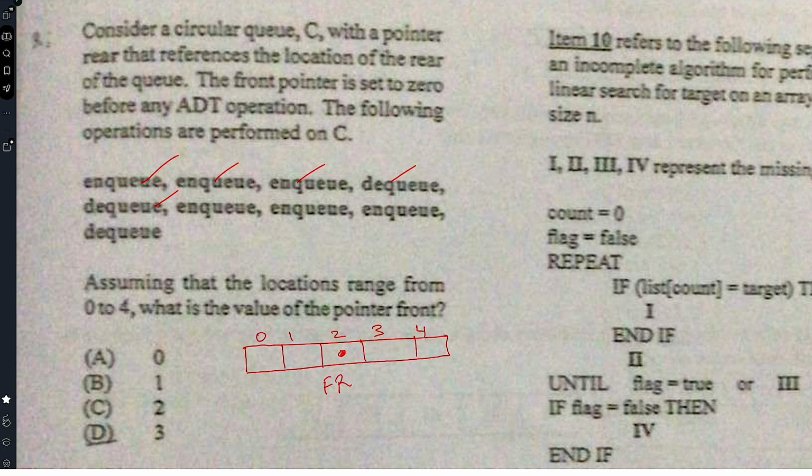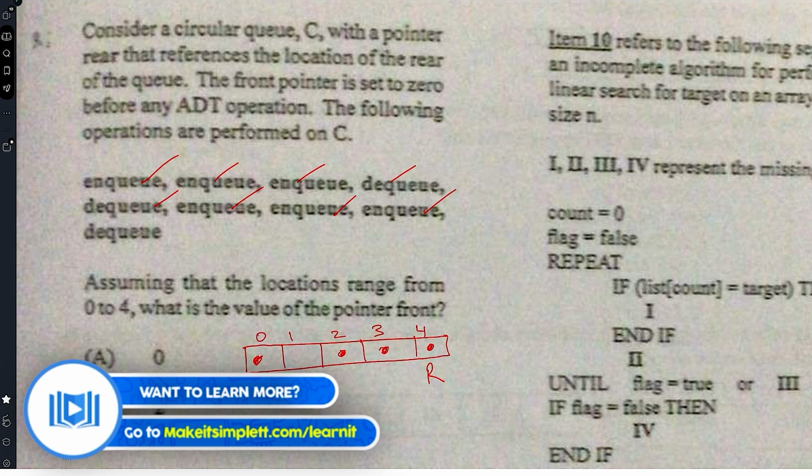Now we have to do another NQ. So NQ will put a value inside here, and then the array will move up 1. Then we have another NQ, which will put a value inside here, and then the array will move up 1. And we have another NQ, but because it's a circular queue, it's going to circle back here, and the array is going to end up here.